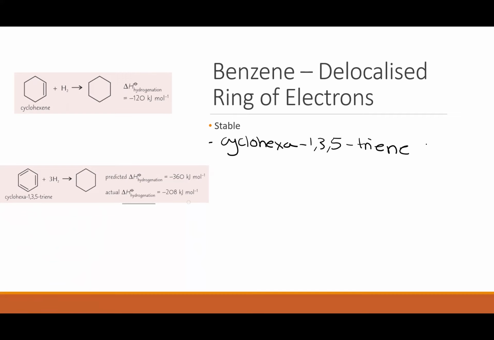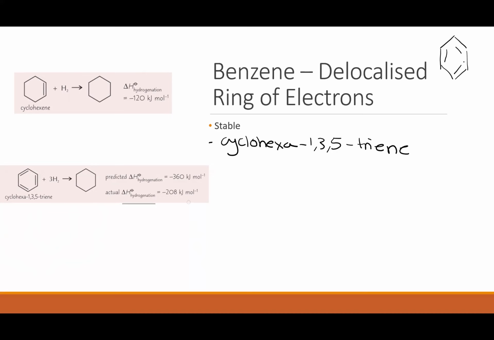And this theoretical compound, cyclohexa-1,3,5-triene, would be made up of those alternating single and double bonds. So how we used to think benzene might be made, where we've got those alternating single double bonds like this. Benzene's more stable than that. So that's how we sort of worked out about this delocalized ring of electrons.